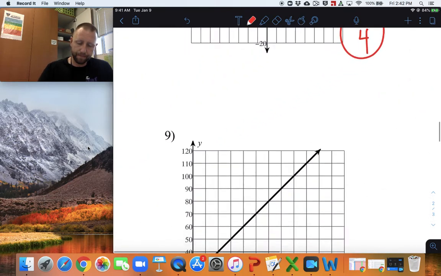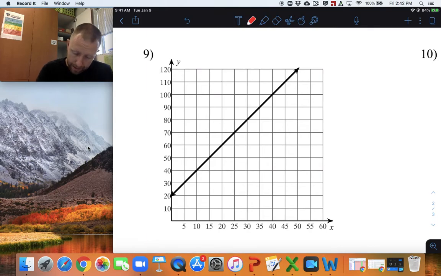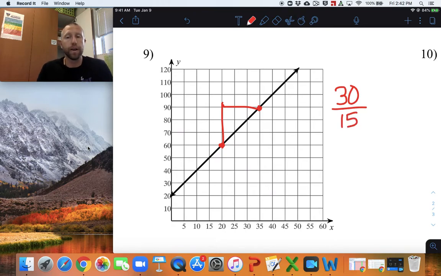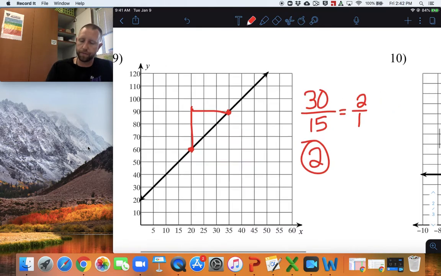Number 9, I'll pick this point and this point. So my rise, I only went up 3 lines, but I see they're counting by 10s, so really I went up 30. And then my run, 1, 2, 3, I only went over 3 lines for that, but they're counting by 5s, so really I went over 15. Well, 30 over 15 simplifies to 2 over 1, or just 2, because 2 divided by 1 is 2.